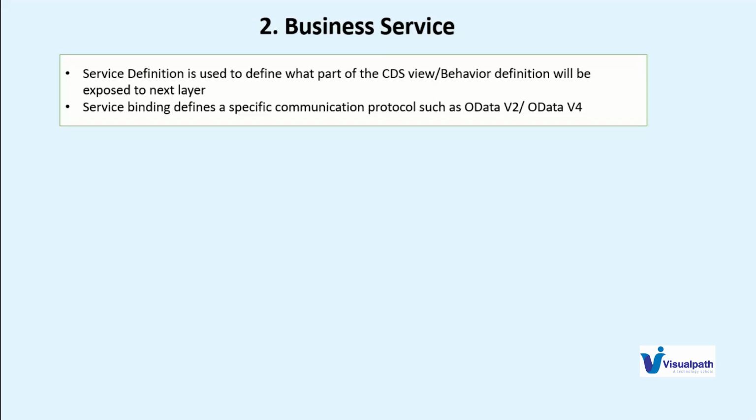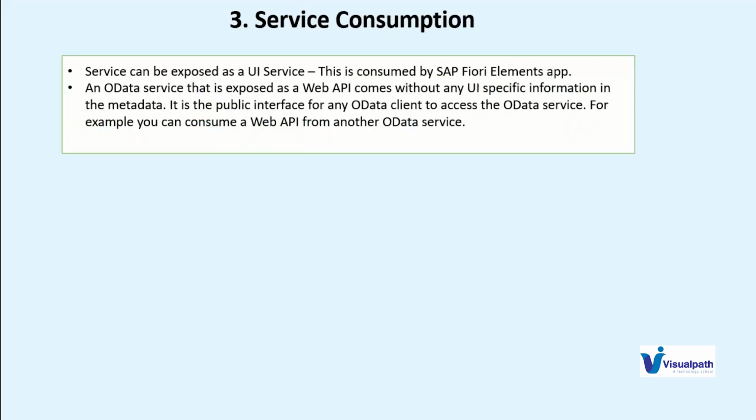Service binding will be built on the service definition, so the service definition is mandatory before creating a service binding. In the service binding, we will be differentiating whether it is OData V2 or OData V4. If it is a UI application, then we will be selecting OData V2 UI or OData V4 UI. If it is an API, then in that case we will be selecting Web API, and we can select OData V2 or OData V4. Then comes service consumption.